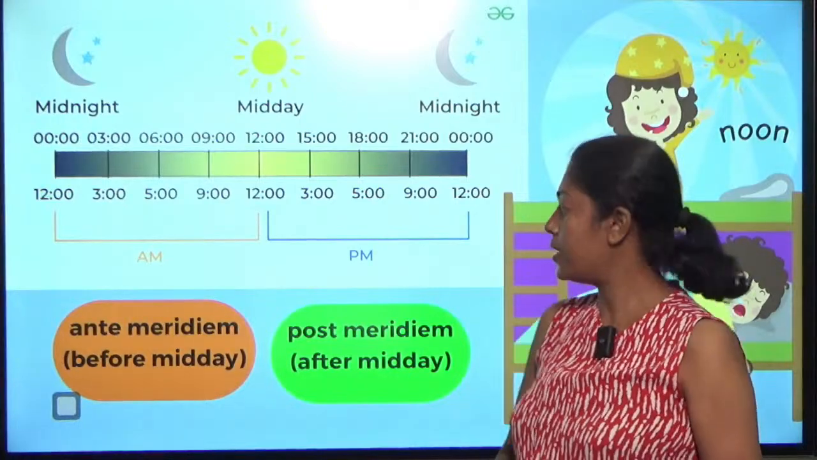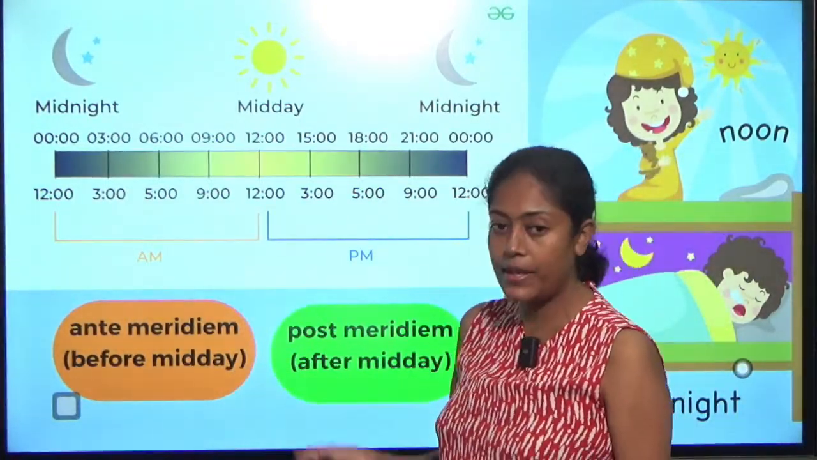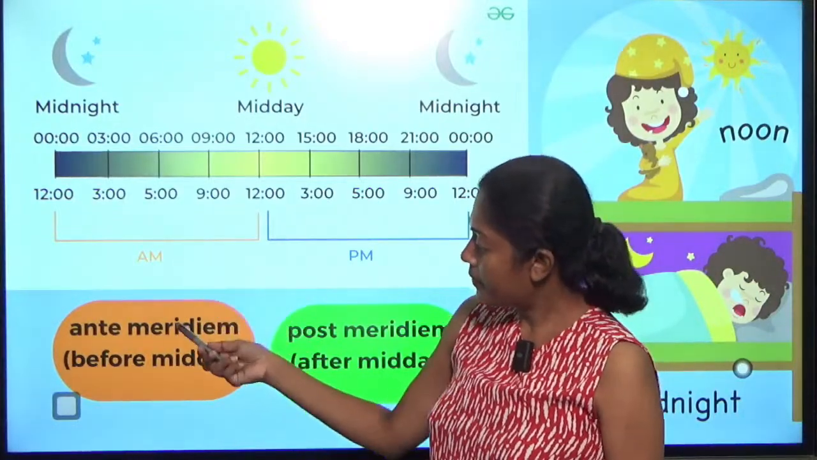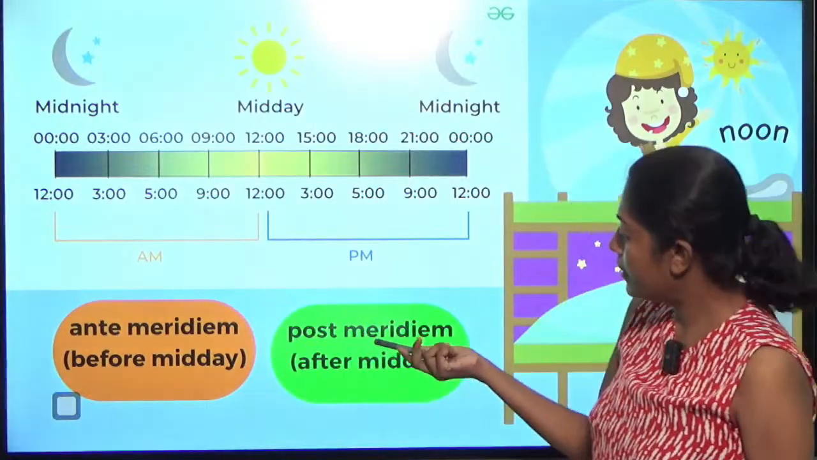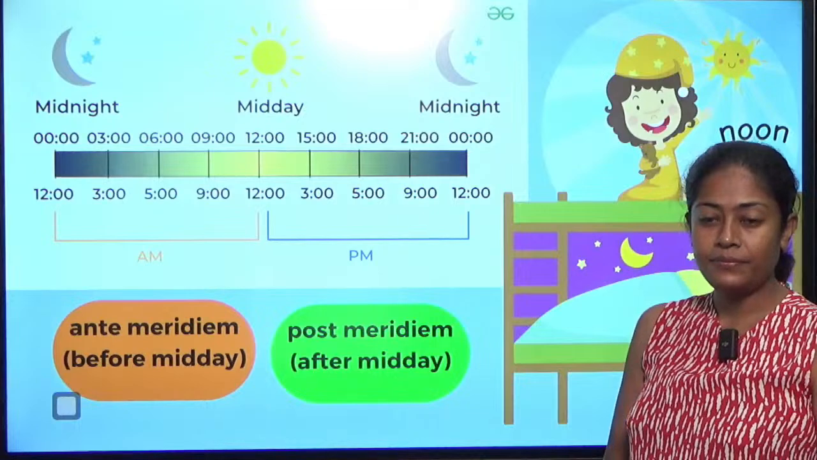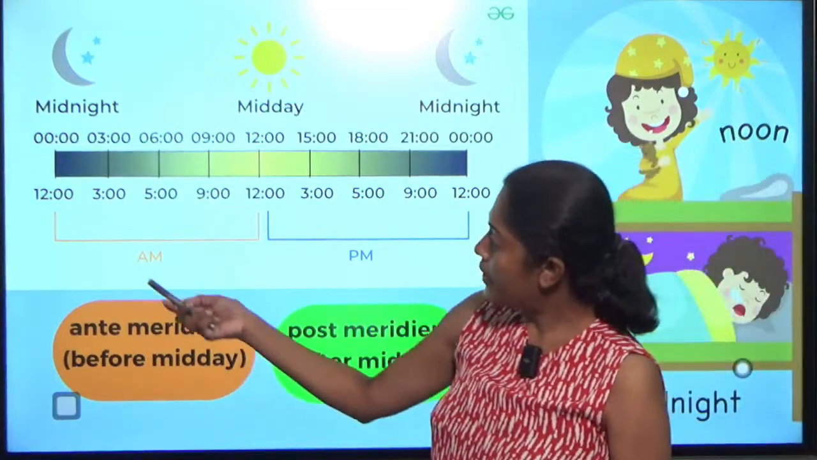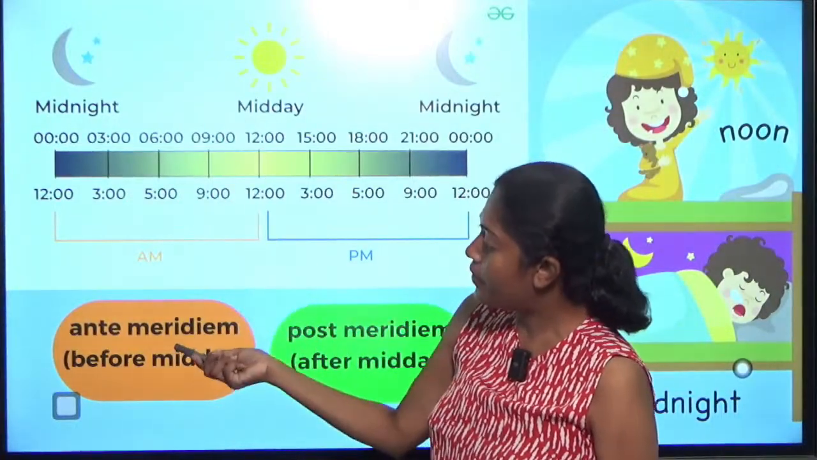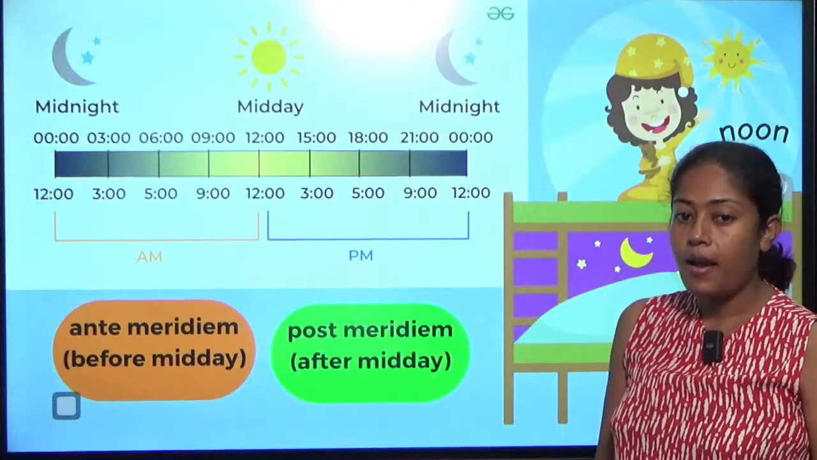Yes, I think it is better to note down this one. What is AM and what is PM? AM means anti-meridian and PM post meridian. Note down what we call AM and PM. So you can note down: midnight to midday we call AM and midday to midnight we call PM.